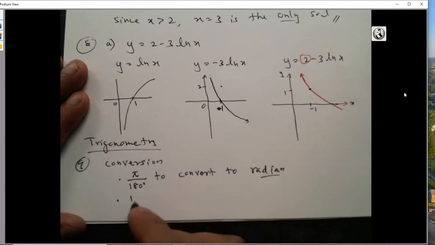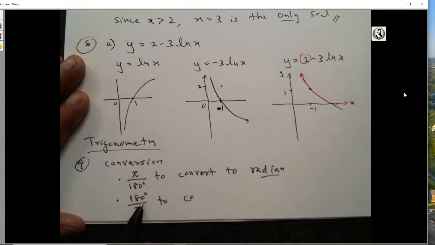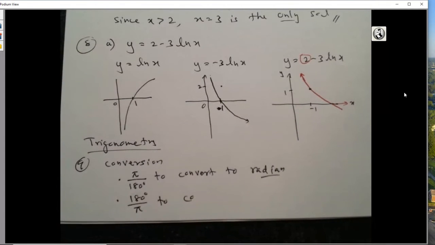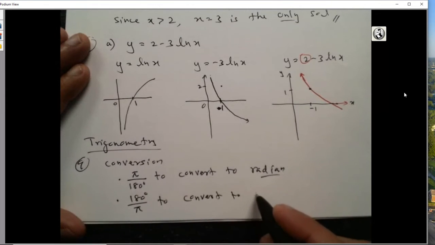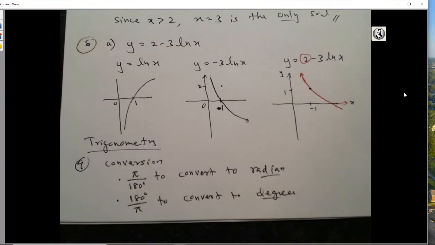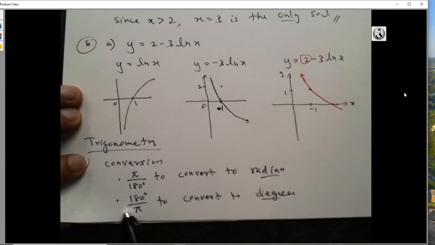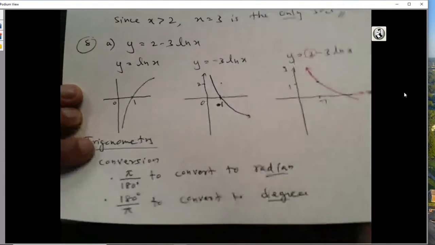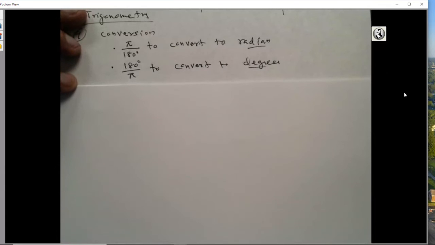And then if you do 180 over pi, it converts to degree, because that's what is on top. That's where you end up with, because that's the numerator, right? So that's how you remember. Convert to degree. Since this is an easy one, I'm going to leave it for you. Let's do something difficult. You multiply by this to convert to radian. You multiply by that to convert to degrees. Just remember, it's what is on top that matters. Good.